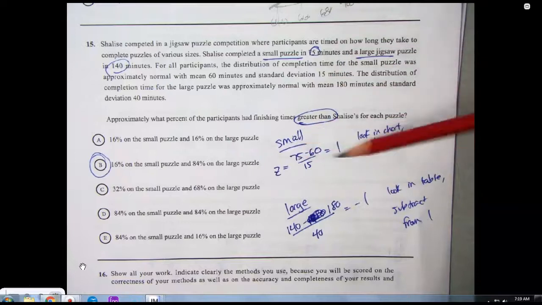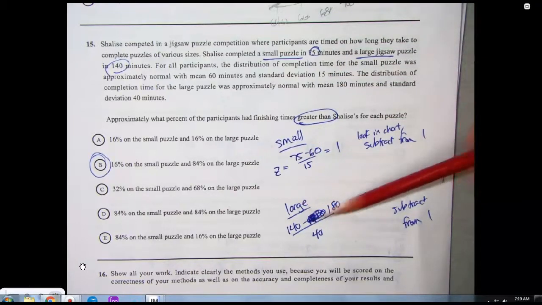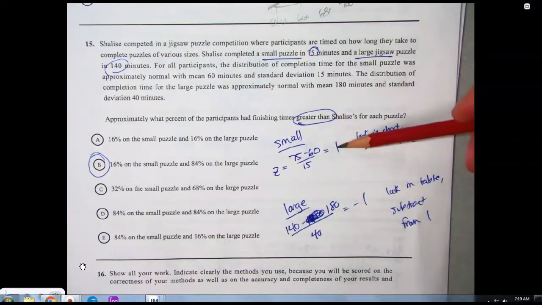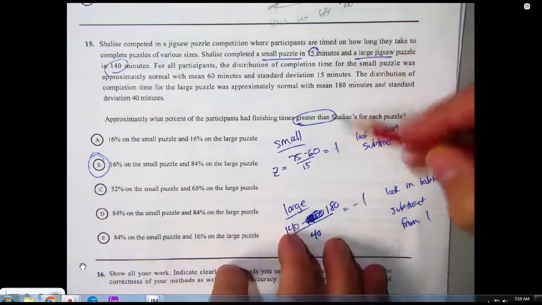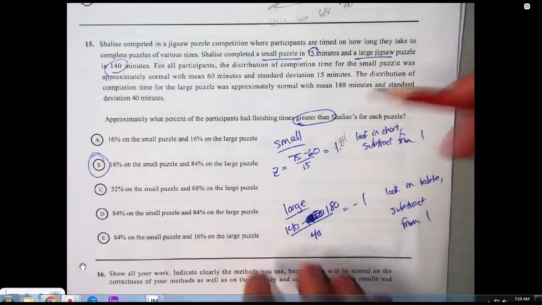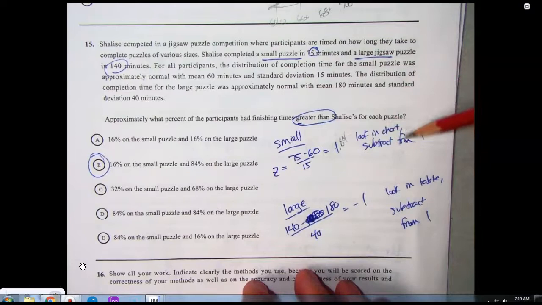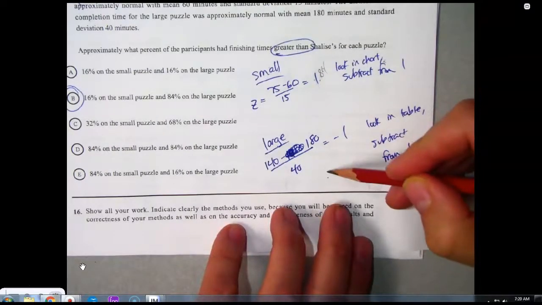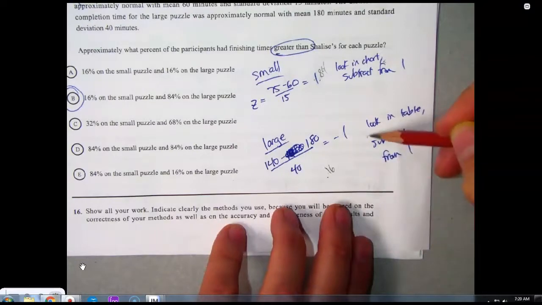So the z-score for small ends up being 1. The z-score for large ends up being -1. And we want times greater. So we're going to look up z of 1 in the chart, and this came out to 0.84. But that's less than, and we want greater than. Look up -1 in the chart, and that's 0.16, but we want the other side. So that's 0.84.